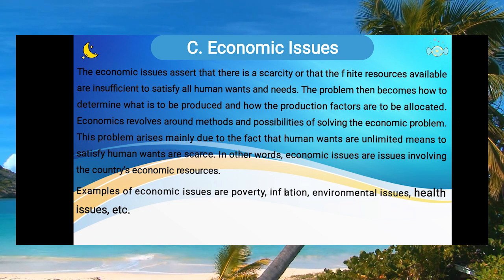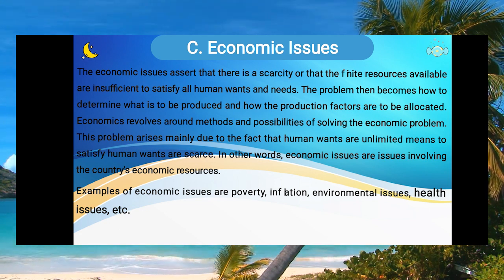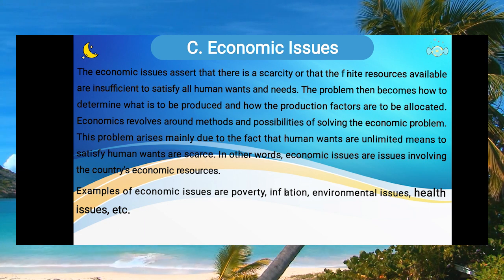C. Economic issues. The economic issues assert that there is a scarcity, or that the finite resources available are insufficient to satisfy all human wants and needs. The problem then becomes how to determine what is to be produced and how the production factors are to be allocated. Economics revolves around methods and possibilities of solving the economic problem. This problem arises mainly due to the fact that human wants are unlimited while the means to satisfy human wants are scarce. In other words, economic issues are issues involving the country's economic resources.